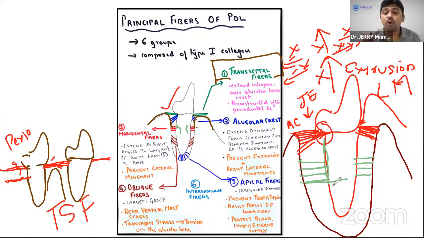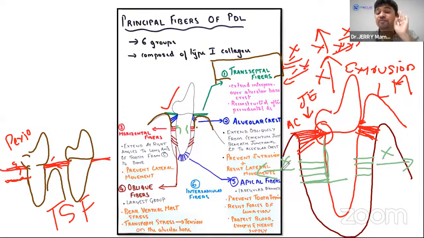Okay, so what is the orientation? From the bone to the cementum, but at 90 degrees, or at right angles, to the long axis of the tooth. Again, remember, you're drawing horizontal lines, so this also plays a role in preventing lateral movements. That is your horizontal fiber. So till now we finished three: transeptal, alveolar crest fibers, and horizontal fibers.